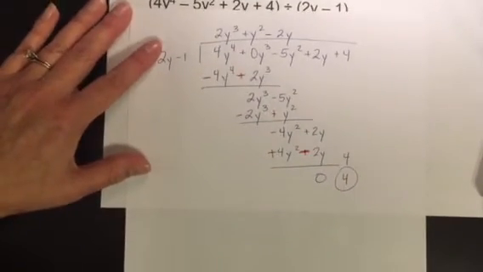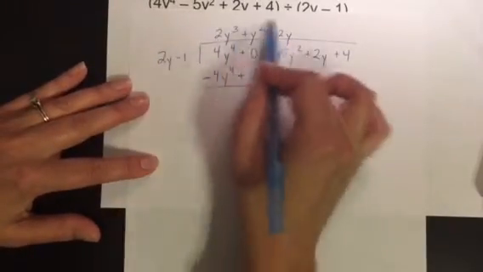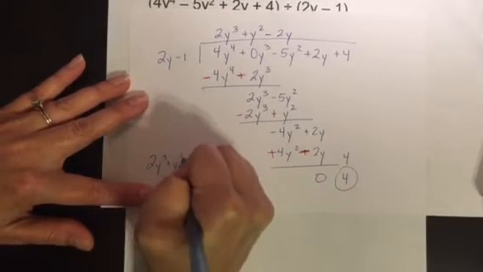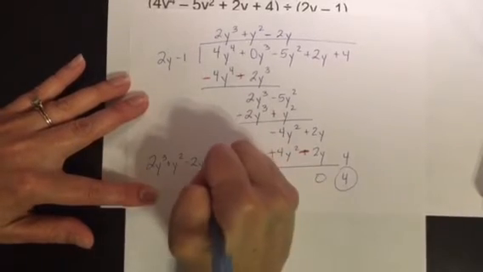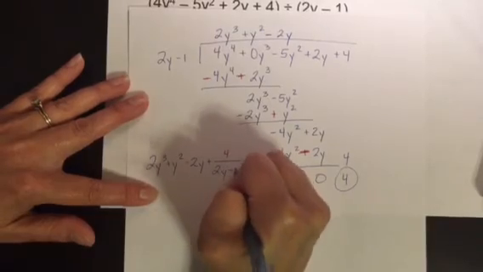So let me make sure this is all on the screen. I have right up here 2y cubed plus y squared minus 2y, and then my remainder plus 4 over 2y minus 1.